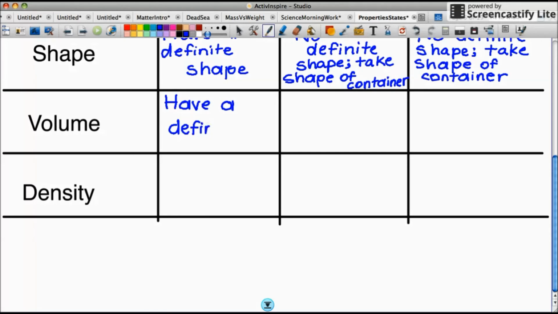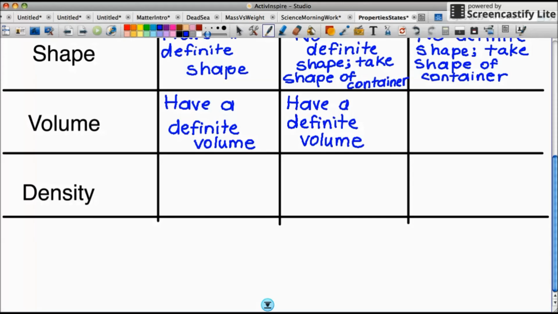We can measure it and it'll stay the same unless we do something to mess with that. What about liquids? They have their own volume, a certain volume. So liquids have their own volume. They have a defined volume, a definite volume. What about gases? Do they have their own volume? Do they take up a certain amount of space?